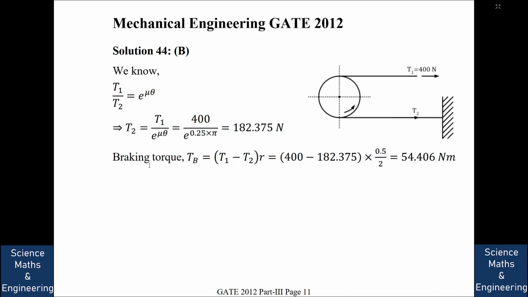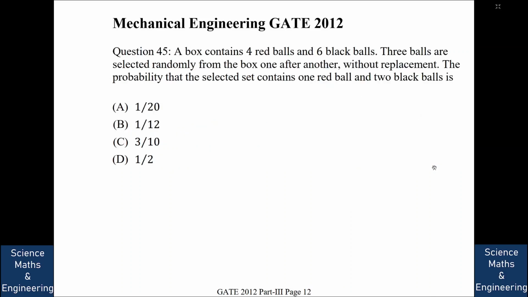Okay. Now braking torque is equal to (T1 minus T2) into R. So which is equal to (400 minus 182.375) into R, which is 0.5 by 2, which is equal to 54.406 Newton meter. So option B is the correct answer. So we'll go to the next question.